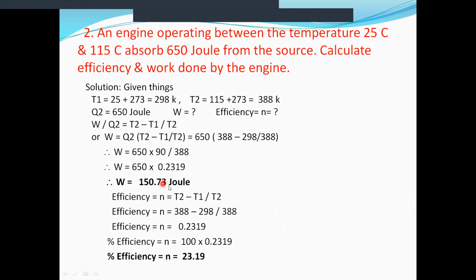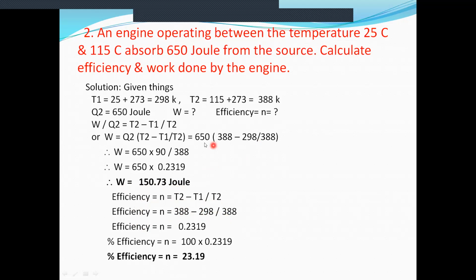The unit of work here is, in MKS system, SI system, joule. So W is equal to 150.73 joule. Now again we have to calculate the efficiency. Efficiency is equal to T2 minus T1 upon T2. So put the values of T2 and T1 in this equation. Efficiency is equal to 388 minus 298 divided by 388.